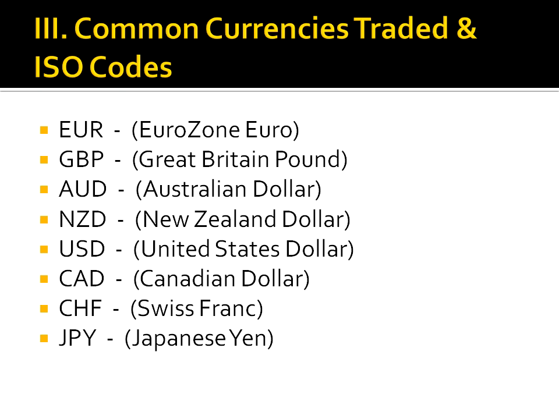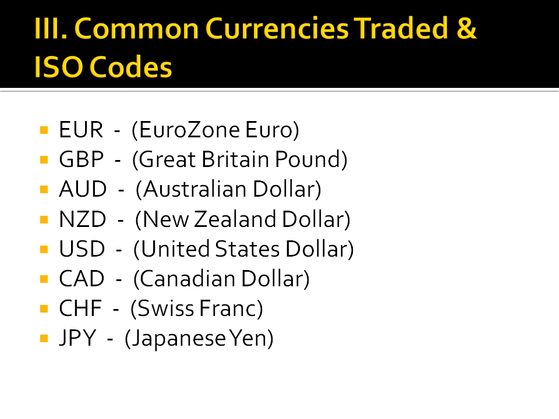So here are the 8 most commonly traded currencies, starting with the Eurozone euro, the Great Britain pound, the Australian dollar, the New Zealand dollar, the United States dollar, the Canadian dollar, the Swiss franc, and the Japanese yen. These are the top 8 most commonly traded currencies. Now in Forex, there are many other currencies, but these are the ones that are traded by 95% of everybody that trades currencies.